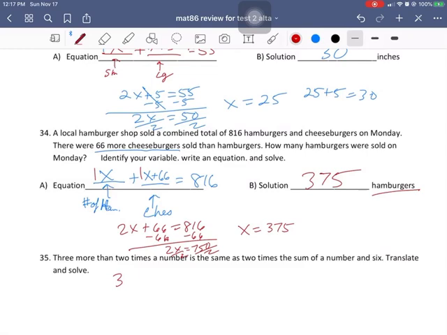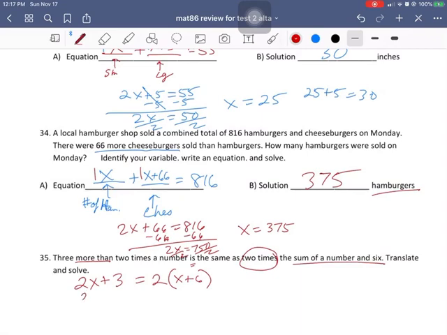And the last one is 3 more than. More than is a key word that says things are out of order. That means the 3 isn't first. 3 more than 2 times a number is, right, the same as 2 times the sum of a number and 6. It doesn't say 2 times a number. It says 2 times the sum of a number. So that means parentheses, x and 6.